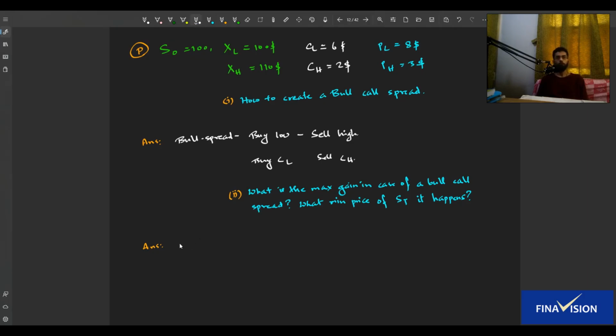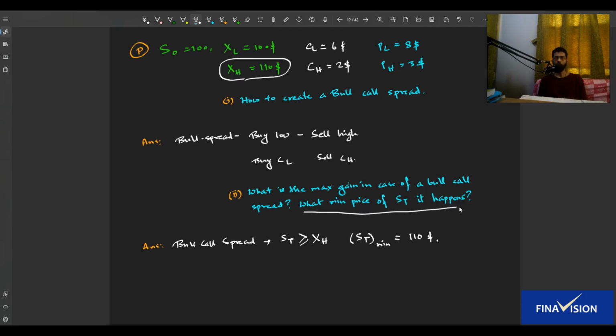In case of a bull call spread, or a bull put spread also, the condition remains the same. The higher strike price has to be exceeded or at least equaled by the spot price at expiry. So the minimum price, ST minimum, for maximum gain is equal to the highest strike price. This is $110, right? So we have answered the second part of the question first.